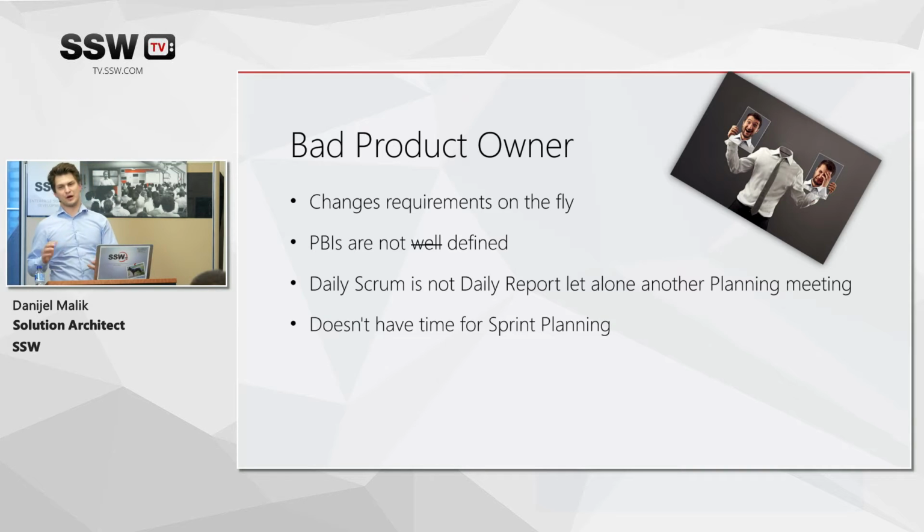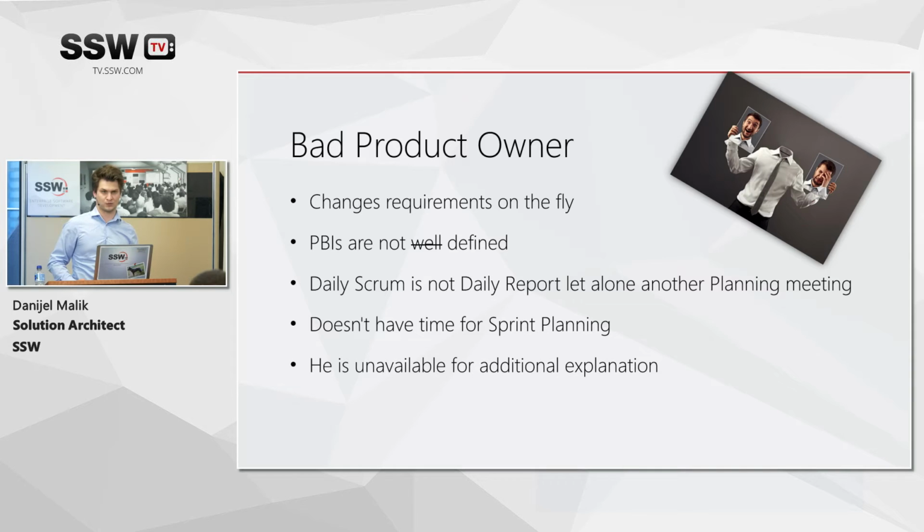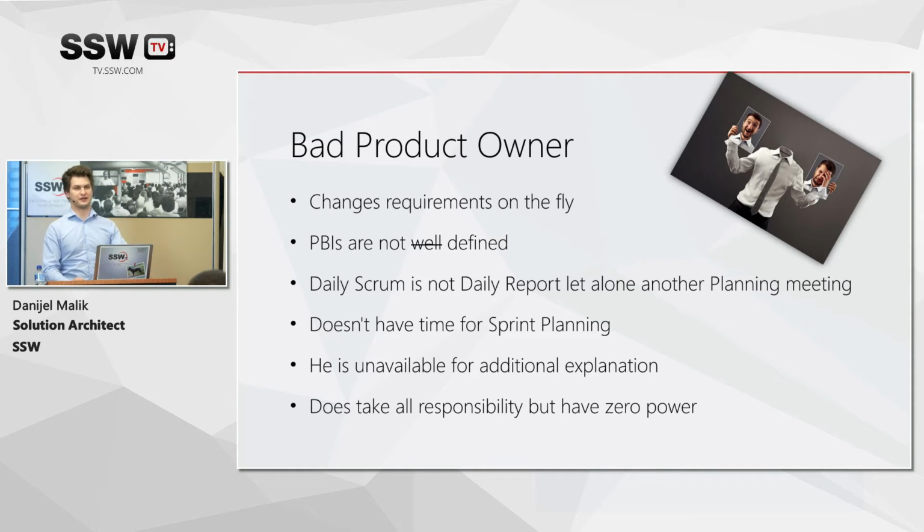And of course, because they think the planning meeting is the daily Scrum, they don't turn up for the proper sprint planning, which is even worse. And when you call them for additional explanation, they usually don't have time. But what is the worst of all? They have to take all responsibility, and they get zero power. So that's how it is with bad product owners. And I see all these things in real life with clients, when I'm on site working on their projects. It's pretty amazing how they can actually get through that mess.